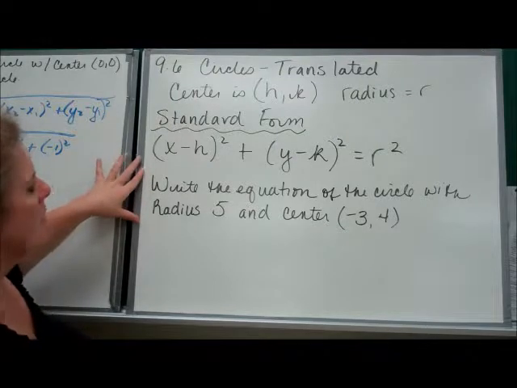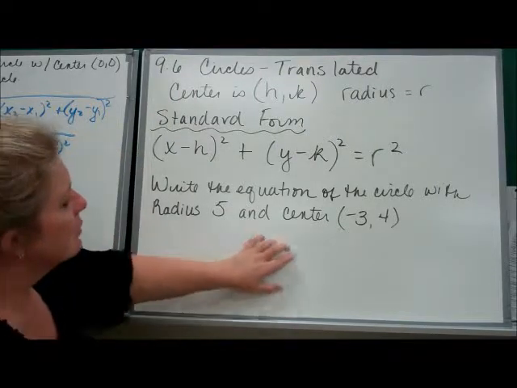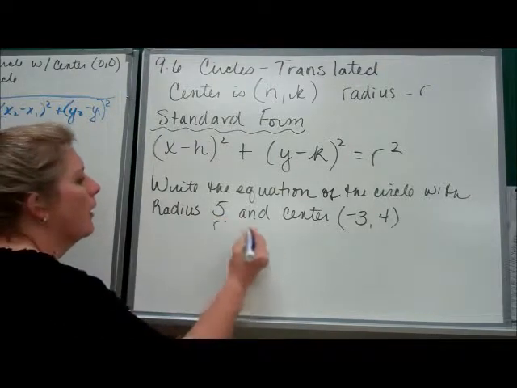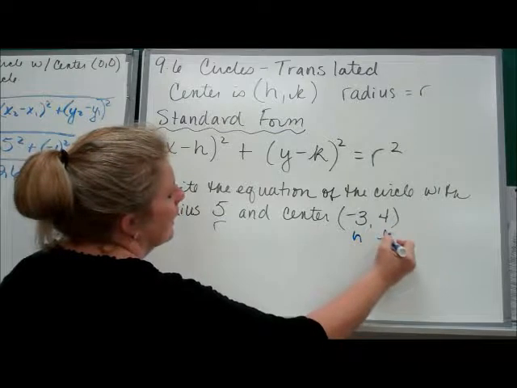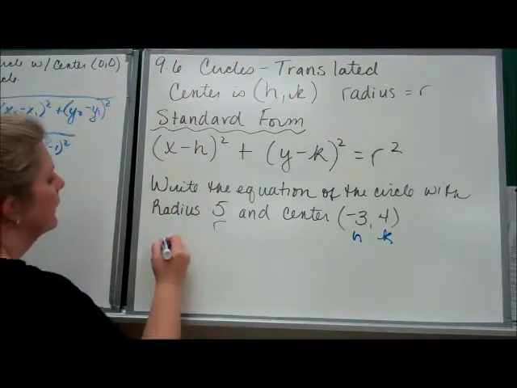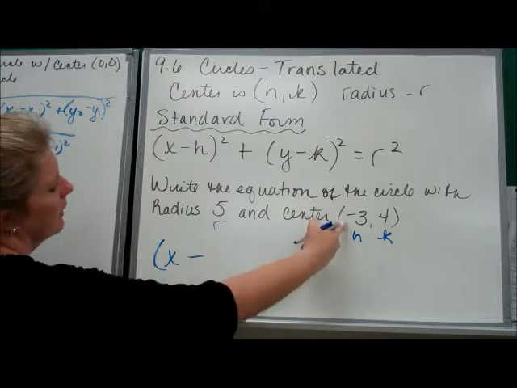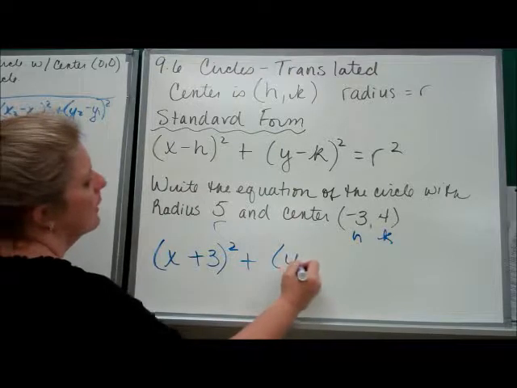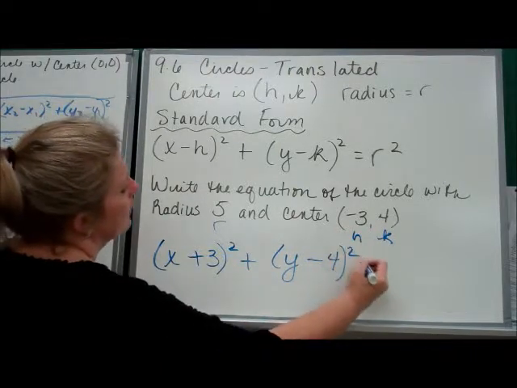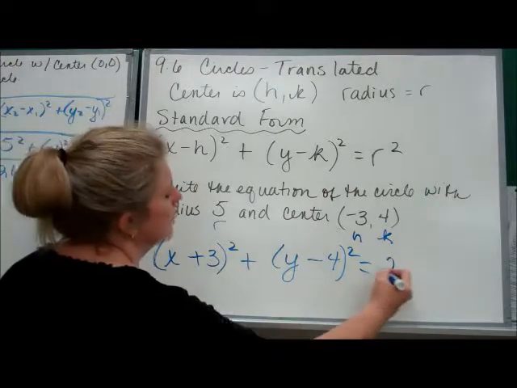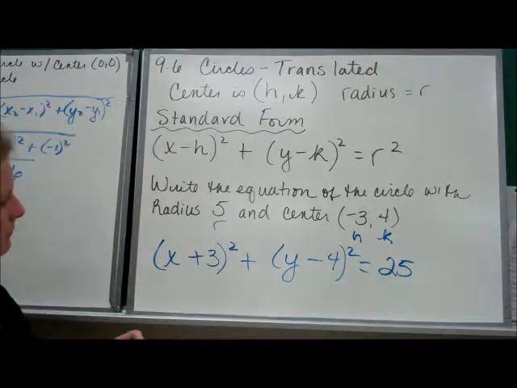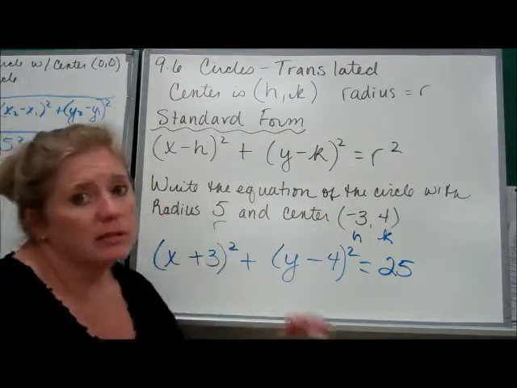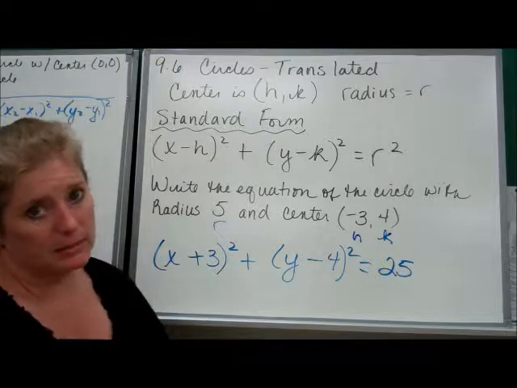Write the equation of the circle with radius 5 and center negative 3, 4. Oh, looky there. There's r, there's h, there's k. Plug them in and go for it. x minus negative 3 squared plus y minus 4 squared equals 5 squared, that's 25. I'm done. If they give you the center and a point on it, you use the distance formula to find your radius.